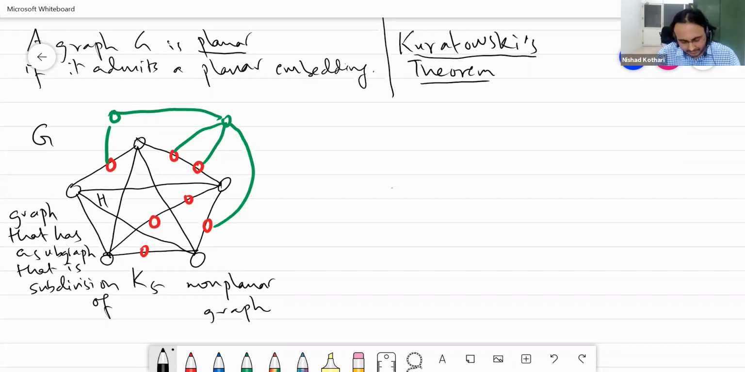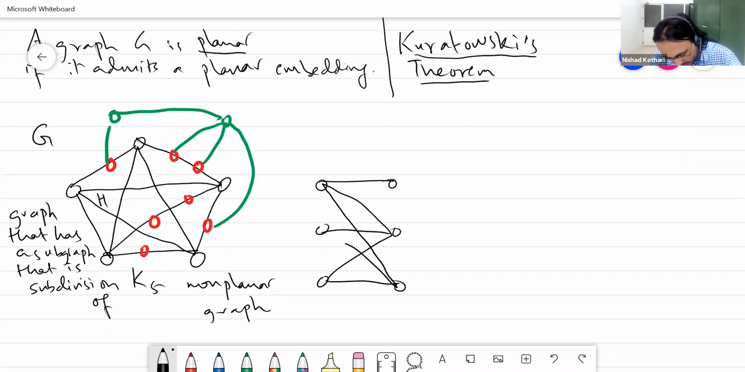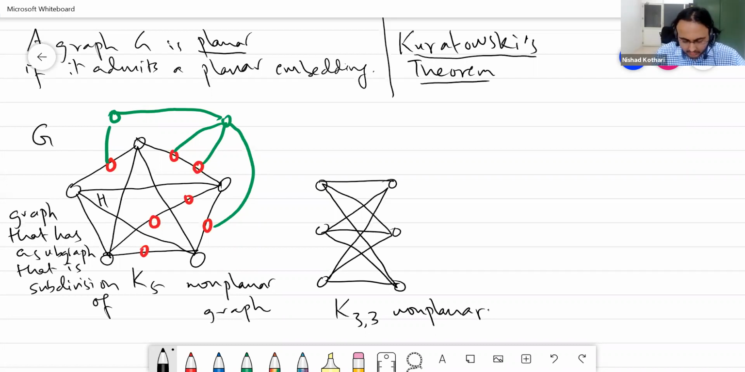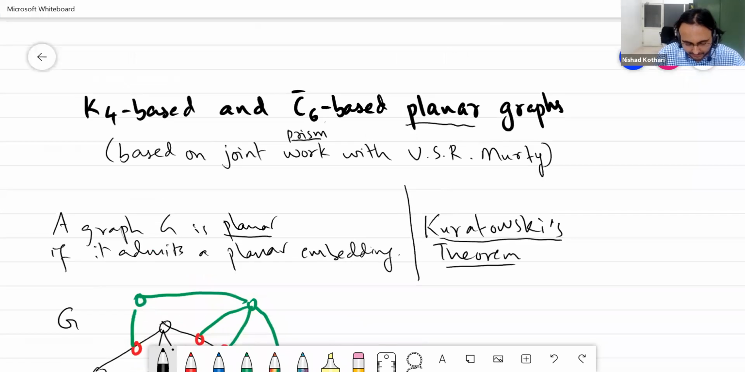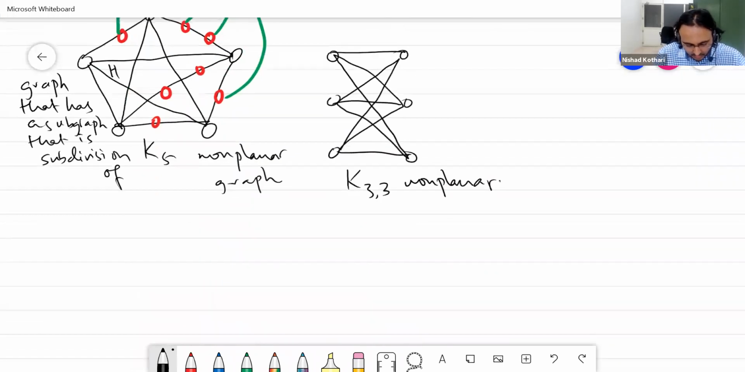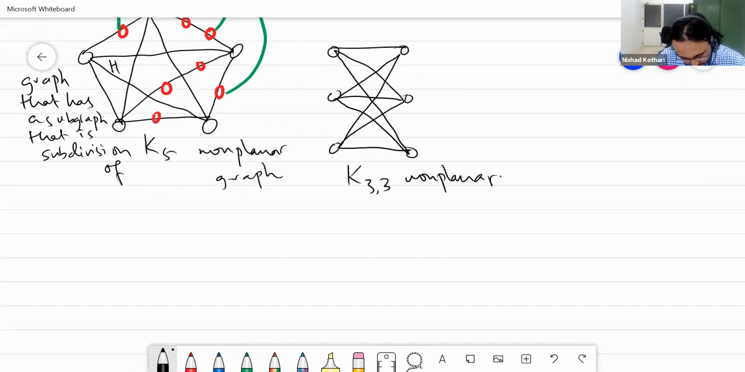And the same thing is true for K3,3. K3,3 is this other graph. It's a complete bipartite graph. And K3,3 is also non-planar, as can be proved in many ways. Once you know that these two graphs are non-planar, or for that matter any graph that is non-planar, what you can immediately write down is the following.